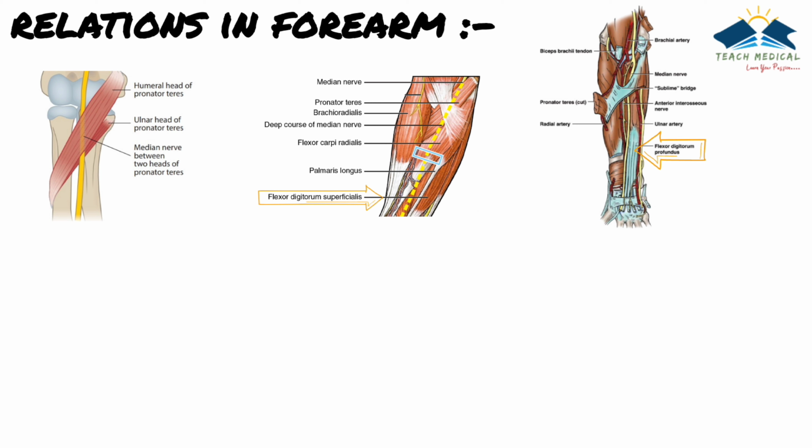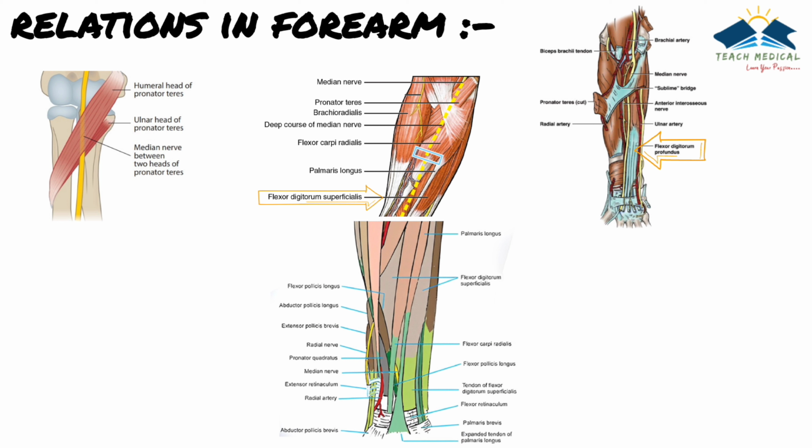About 5 cm above the wrist, it becomes superficial, and lies between the tendons of flexor carpi radialis, laterally, and flexor digitorum superficialis, medially. It is overlapped by the tendon of the palmaris longus.